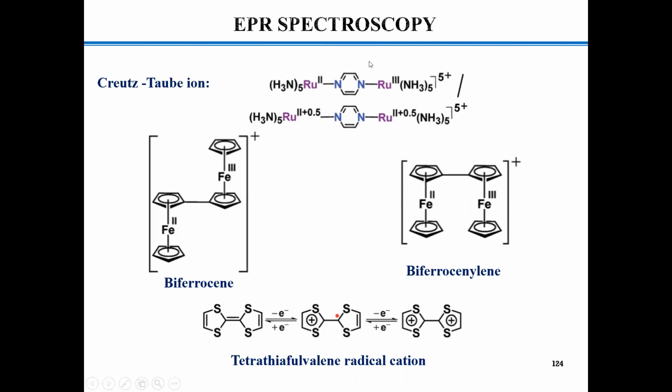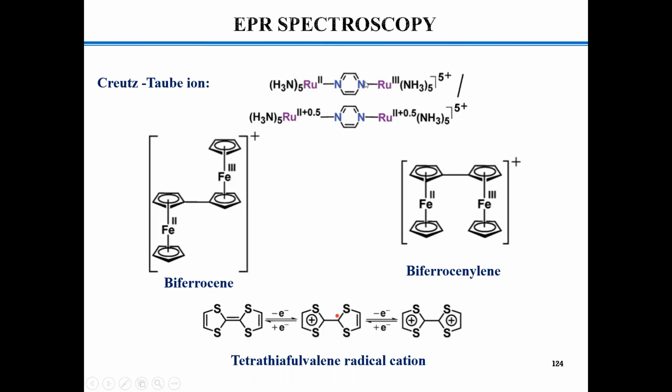So what we can say, if it is a localized setup, then at a particular instance, you can imagine this is 3 and this is 2. If there is a very fast electron transfer between this and this, that means that one unpaired electron is shuttling between these two centers. This is at a very fast rate.